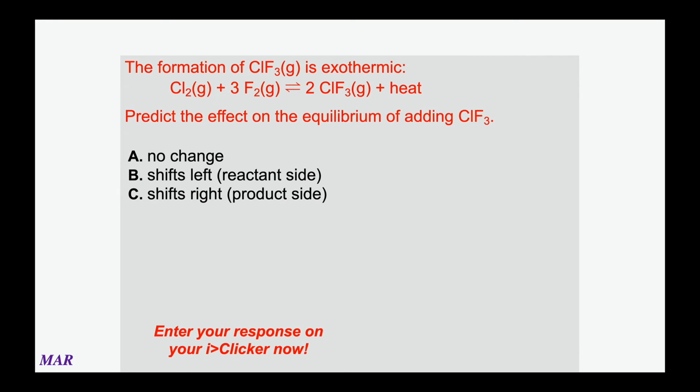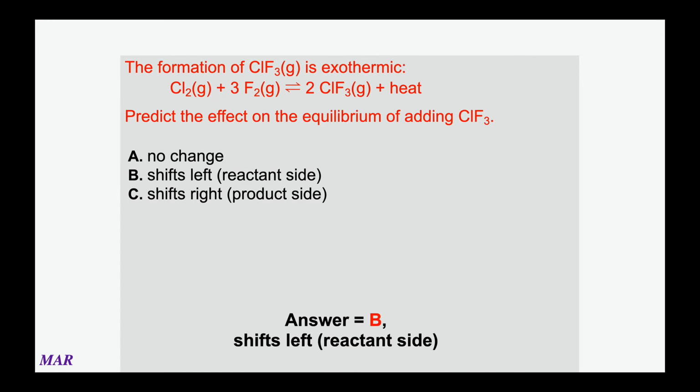But anyway, here we're adding ClF3, adding a product. So adding something, the reaction shifts to the opposite side. That would be a shift to the reactant side. That's going to be a shift to the left. Adding something, it shifts to the opposite side. Removing something, it shifts to the side you removed from.